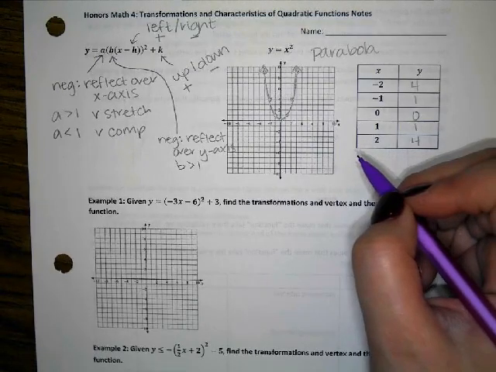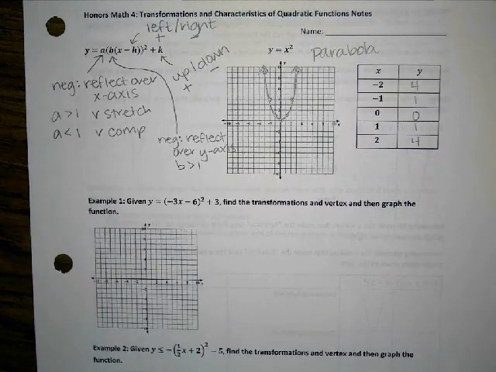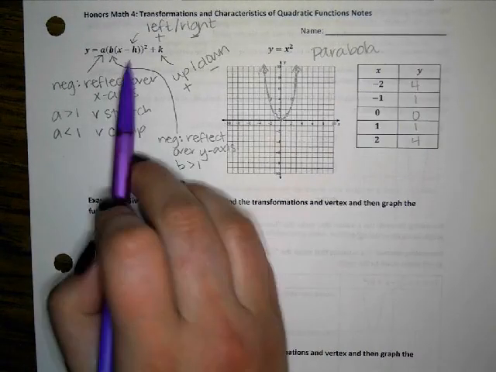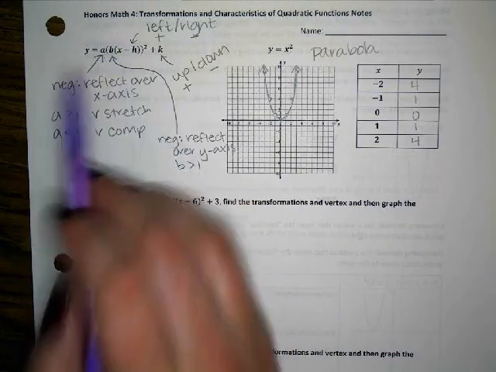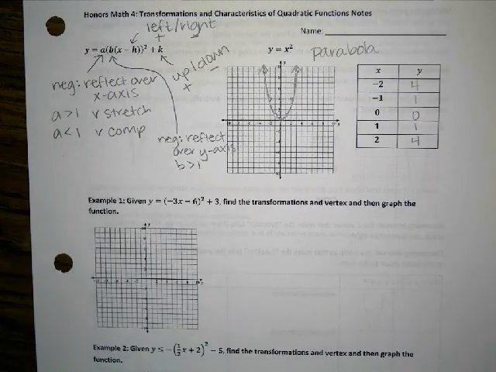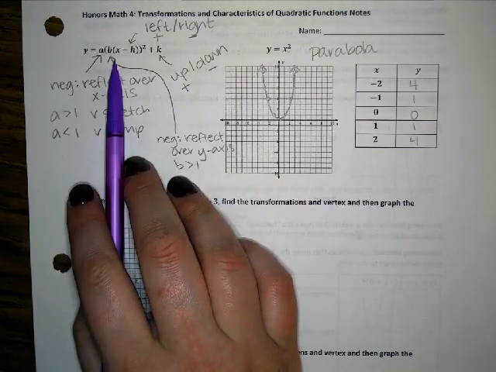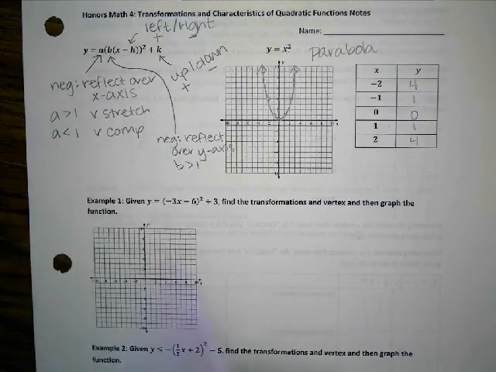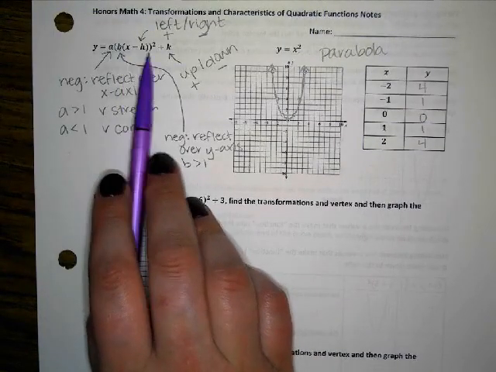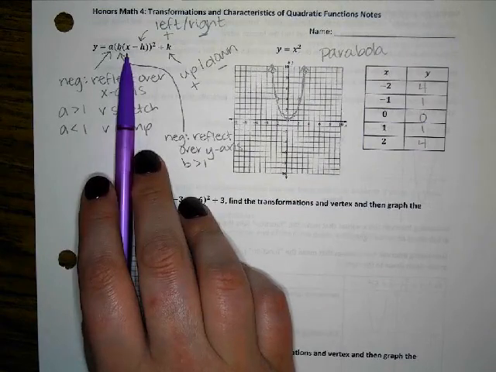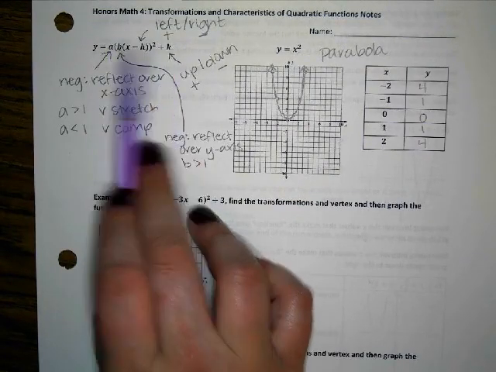Now, this is not a vertical stretch or a vertical compression. It is a horizontal. So anything that goes on inside the parentheses, it's a left-right movement. That's something that happens left and right. That's a horizontal movement. So it has to do with horizontal stretching as well. So what we're learning now is that the stuff that happens inside happens to the x-coordinate, happens left and right. The stuff that is on the outside happens to the y-coordinate and happens up and down.